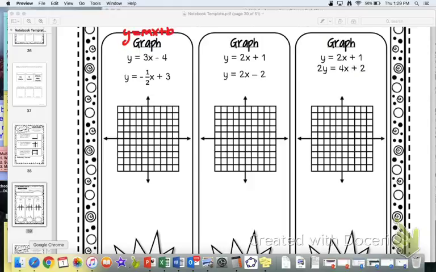I'm going to start at my b, which is -4. So I'm going to go down to -4 on my graph and put a dot. Now, my slope, or m, is 3 over 1. So I'm going to go up 3, over 1, up 3, and over 1. And then I'm going to draw in my line.